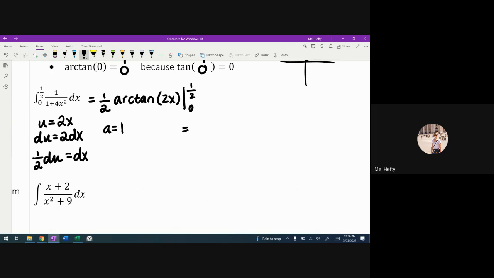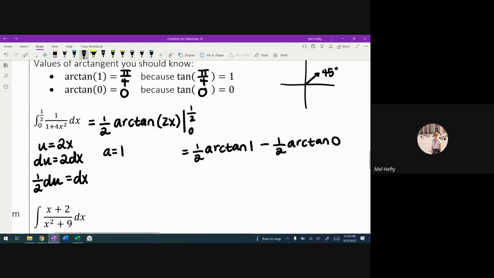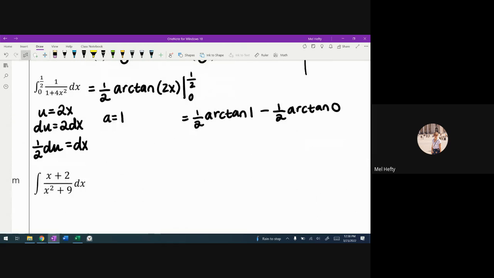Which bound goes in first? What's 2 times 1/2? Cool. 2 times 0. Look at these 2 values that I want you to plug in. Do they look familiar? 1. So the only thing inside the arctangent is the 1. So it looks like that.